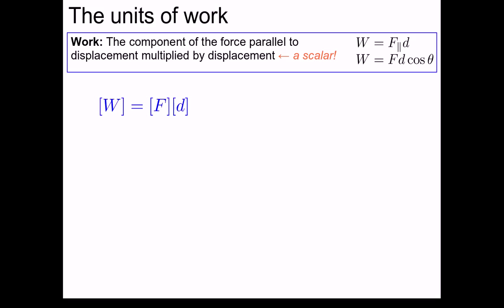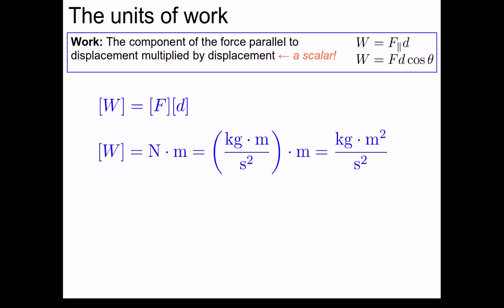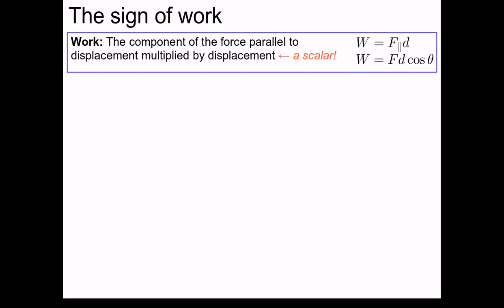Before we go any further, it's probably instructive to think about the units of work. Work is force times the displacement. The units of force are newtons, and the units of displacement are meters. We know that newtons are kilograms times meters over seconds squared. So, for work, we have kilograms times meters over seconds squared times meters. Or collecting all of our terms, kilograms meters squared over seconds squared. All of these different combinations, which are mathematically equivalent, are known as the joule, which we indicate by the letter J.